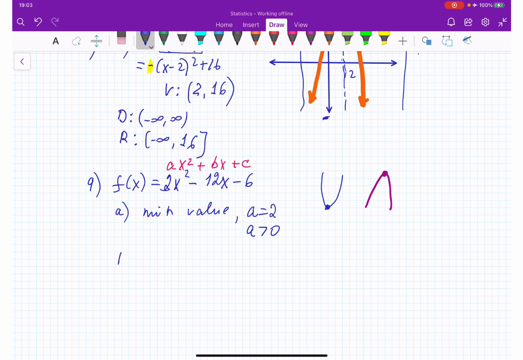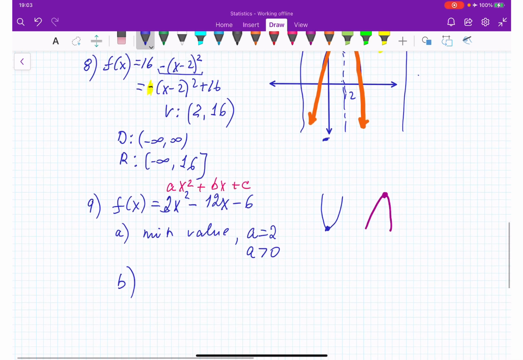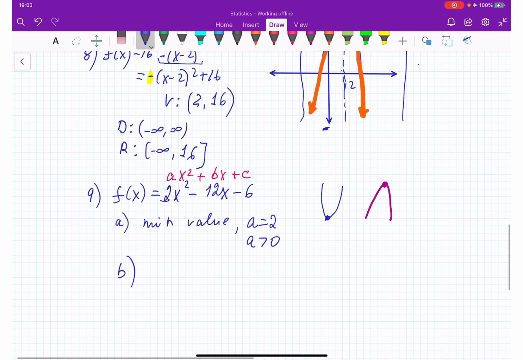And B, what's the coordinate of maximum or minimum, in this case, the coordinate of the minimum value? To find the coordinate, it means it's asking for the vertex. If it's asking for the value of the minimum, that means asking for the vertex. So the vertex has coordinate negative b over 2a and the function of negative b over 2a.